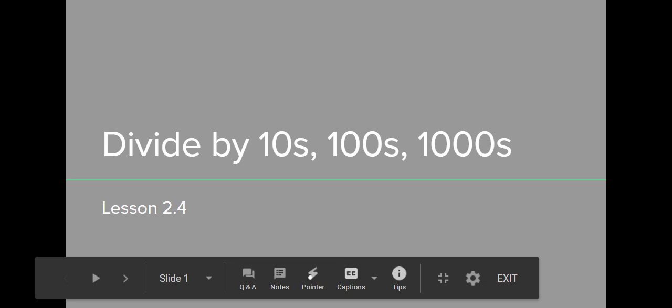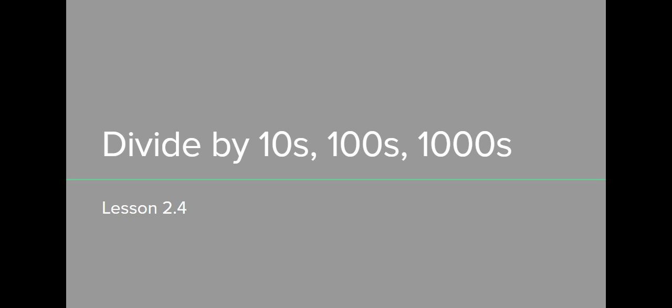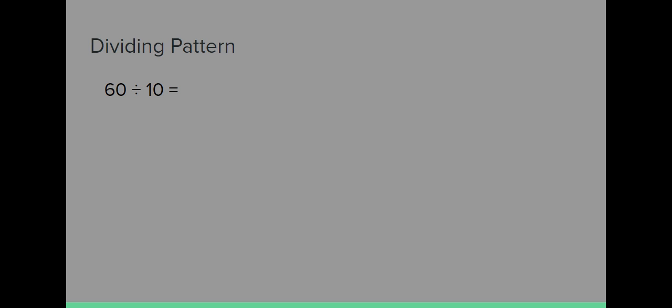So we are on lesson 2.4. We are dividing by tens, hundreds, and thousands. It's quite similar to when we multiplied by tens, hundreds, thousands, but this time we are dividing. So there is a dividing pattern.